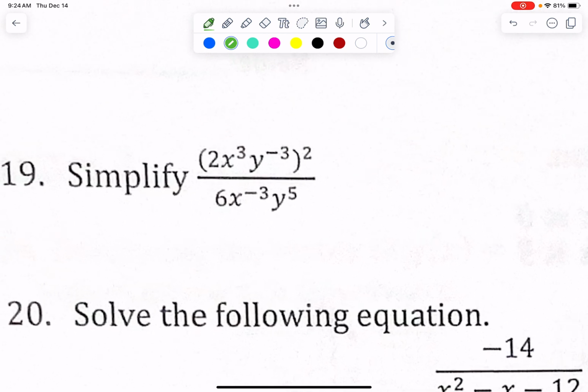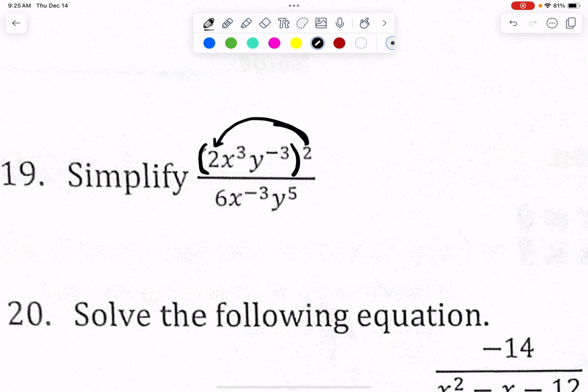All right, this looks kind of intimidating. So I've got tops and bottoms. I've got x's and y's on tops and bottoms, so we're going to have to combine those. But the very first thing I'm going to do is address these parentheses and this exponent. So I have to distribute through.